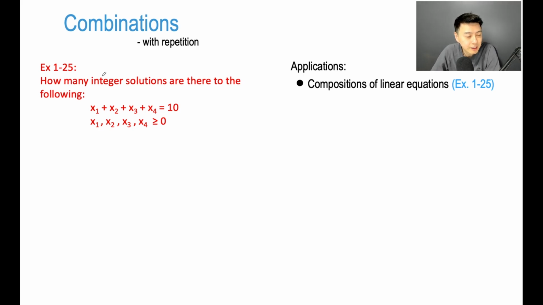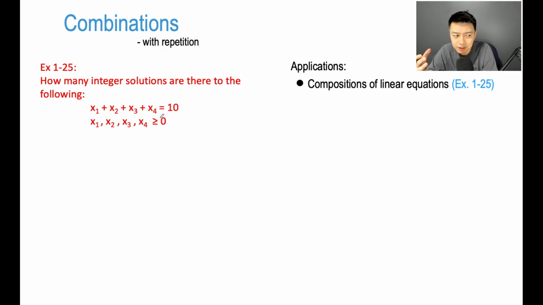Okay, so if they're identical, then one thing we can do is put it into a form that we recognize. This is a composition of linear equations, and it essentially asks the question: how many integer solutions are there to this problem? So we have x1 plus x2 plus x3 plus x4. They have to be all integers, all whole numbers that sum to 10. And this notation down here says that all of these variables have to be greater than or equal to 0. So they can be 0, but they can be anything greater than 0 as well.